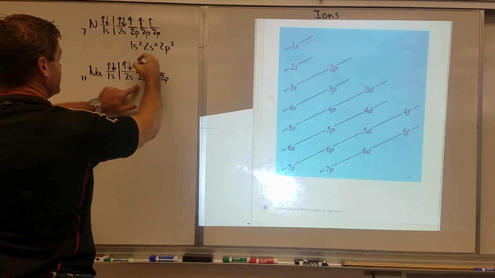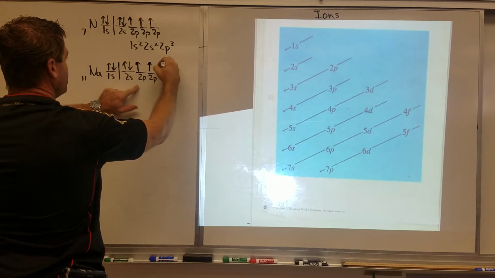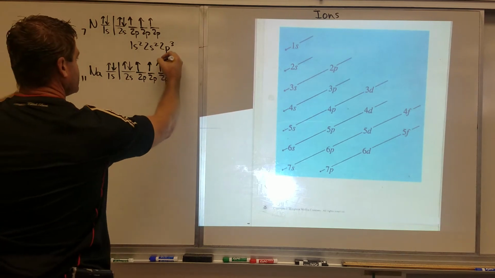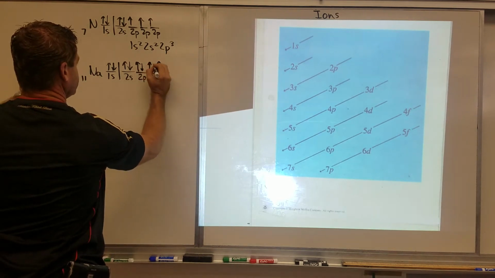And you remember how they fill. Look, they're going to fill individually first. But then, you guys see we've accounted for 7 electrons here. There's a total of 11. So where do the next ones go? Now they begin to pair up again.